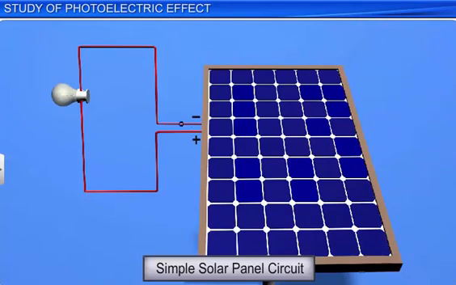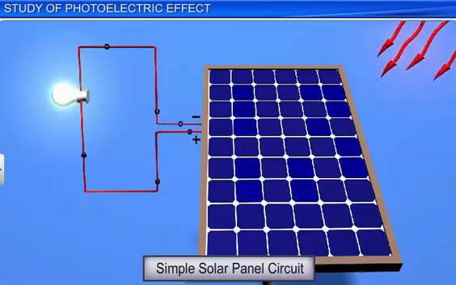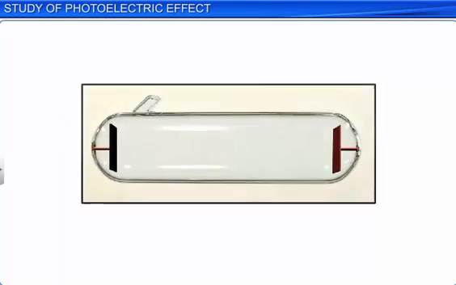A solar panel can be used to produce electricity, and its working is based on the photoelectric effect. Let's learn about this through an experiment. Using the apparatus shown, let us study the experiment that explains the photoelectric effect.